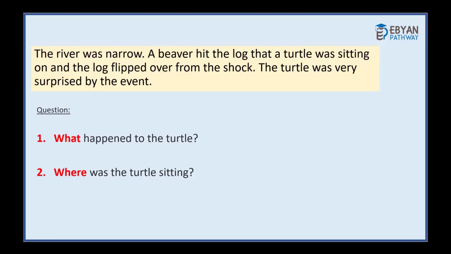You may say, the turtle was sitting on a log and a beaver hit the log and the turtle flipped over. Number 2, where was the turtle sitting? A simple answer could be, the turtle was sitting on a log.